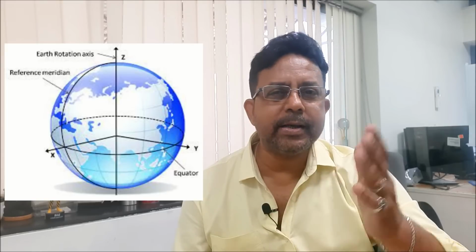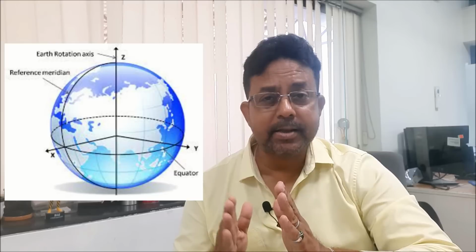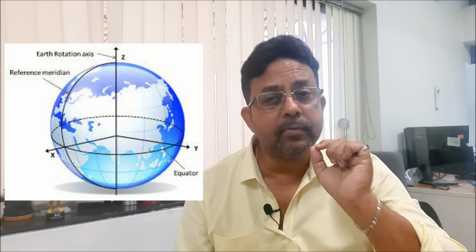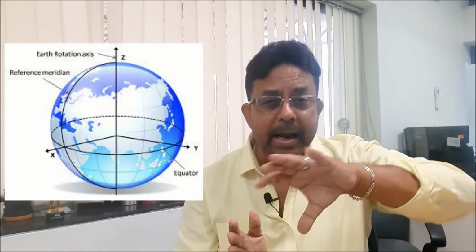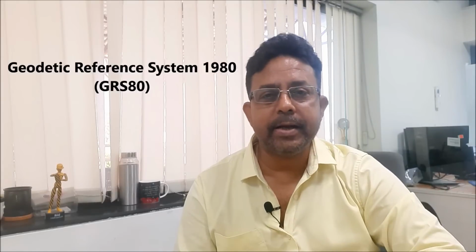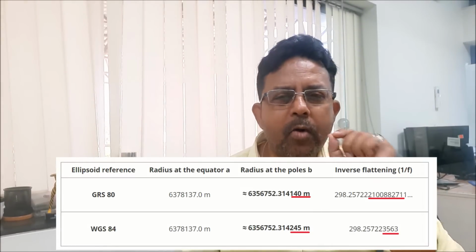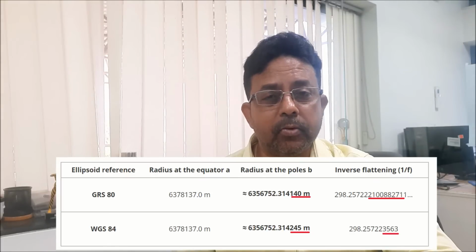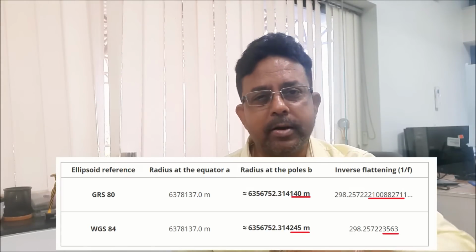The X-axis of ITRF passes through the zero longitude, or you may say the Greenwich meridian. The Z-axis is directed towards the conventional terrestrial North Pole, and the Y-axis forms a right-handed coordinate system with the X and Z axes. Well, you can say that this sounds like WGS84. Yeah, kinda. But ITRF uses the Geodetic Reference System 1980, or GRS80, and there is a slight 1 mm difference with WGS84 in the semi-minor axis, or the polar radius.